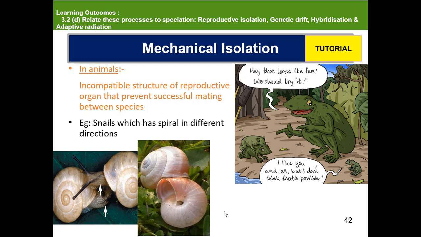Next factor is mechanical isolation. In animals, incompatible structure of reproductive organs prevents successful mating between species. Example, snails which have spirals in different directions. So, you can look at the comic. Because of mechanical isolation, the reproductive organs are incompatible, so they prevent successful mating.